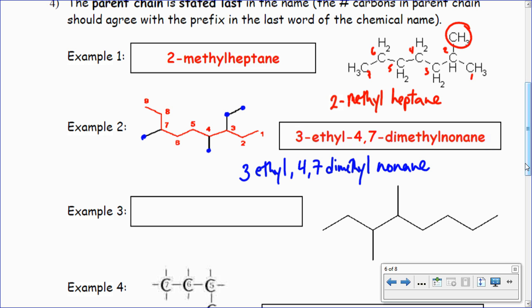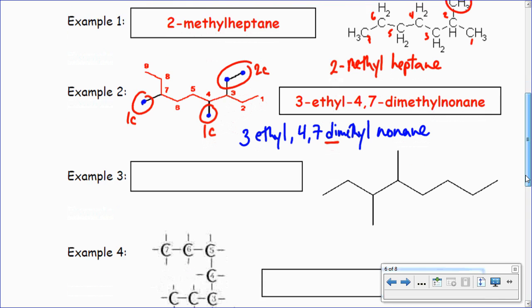Now again, 3 ethyl group because that's 2 carbons. 4 and 7 were methyl groups because that's 1 carbon each. I said dimethyl to indicate that there were 2 methyl groups. I could have said 4,7 methyl nonane. The di is just another naming convention.